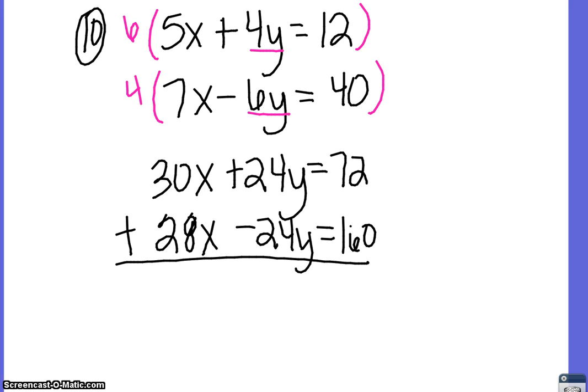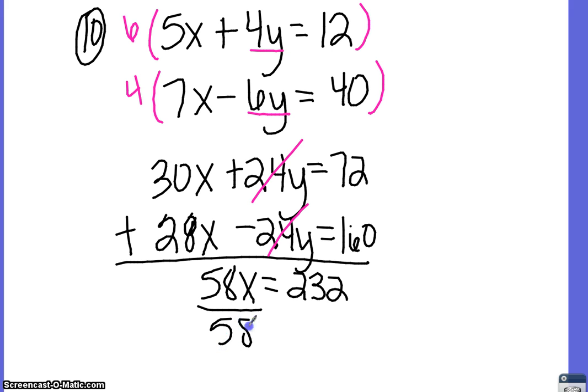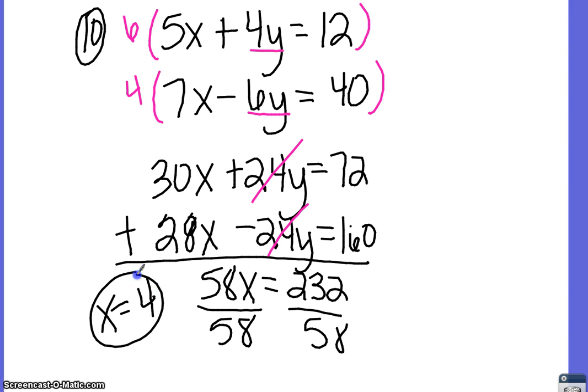So what happens to my y's? That's right, they're going to cancel. So all I have left is 58x is equal to 232. And then we just solve. So I'm going to divide both sides by 58. So what you should have for x is that it is equal to 4. So just like we did on substitution, now that I've found my x variable, what do you think I need to do in order to find my y? That's right, I'm going to plug it back in.